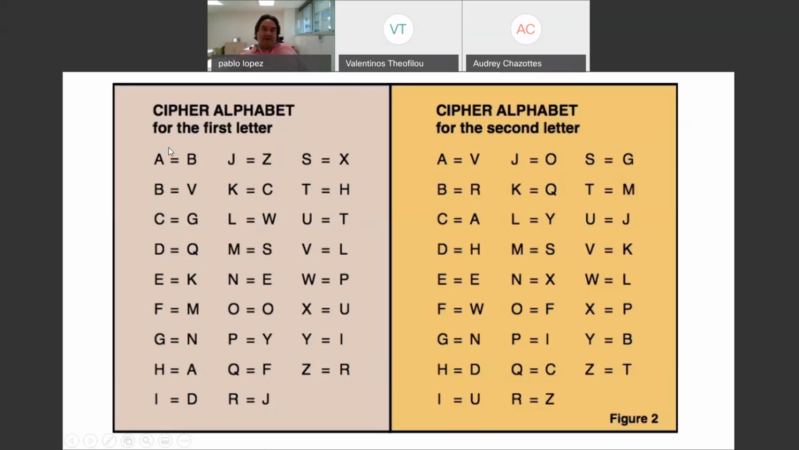The cipher alphabet for the first letter, this is the sequence. This is for the second letter. So in this way, we can write letters, we can write words, but with different characters, and knowing that if we use this, we can send a message that not all people can understand.